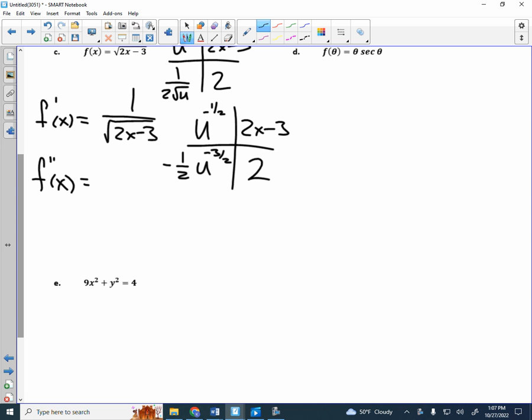What are you going to have in the numerator? Negative 1. And in the denominator, we have u, which is 2x minus 3. And that's going to be to what power? The 3/2. Okay? How does the 2 with the negative 1/2 cancel? Because we have negative 1/2 times 2 over 1. And you can see that you get negative 1. It's all right. Thank you for asking.